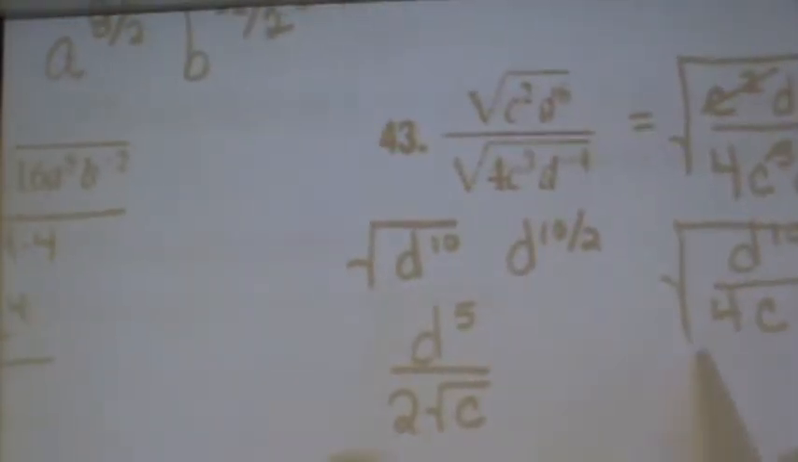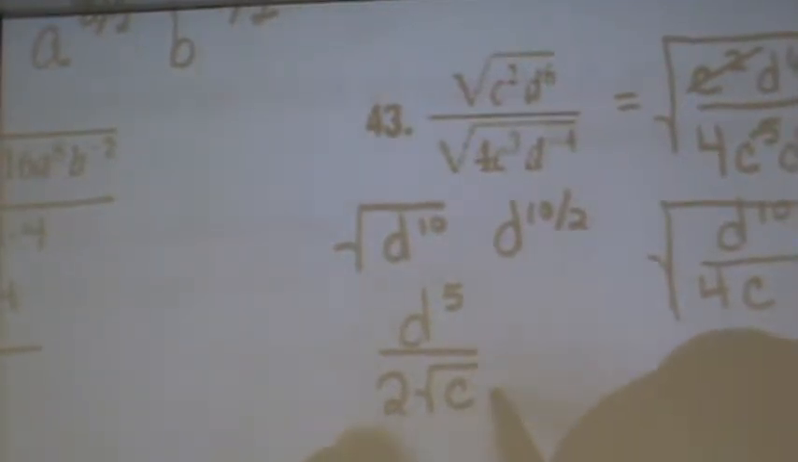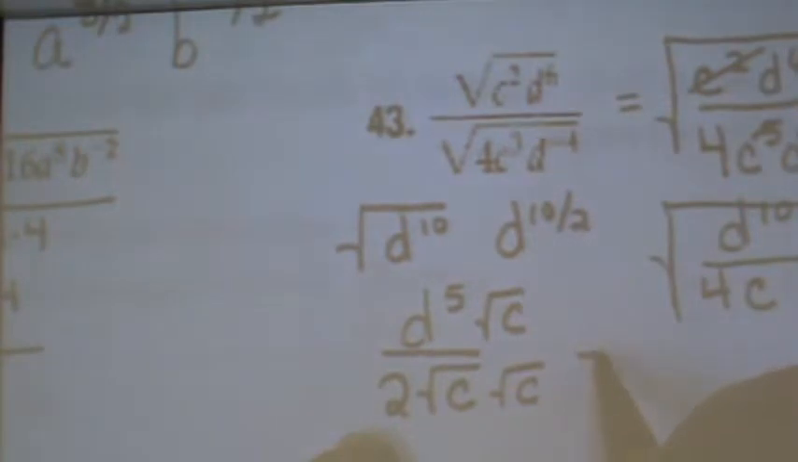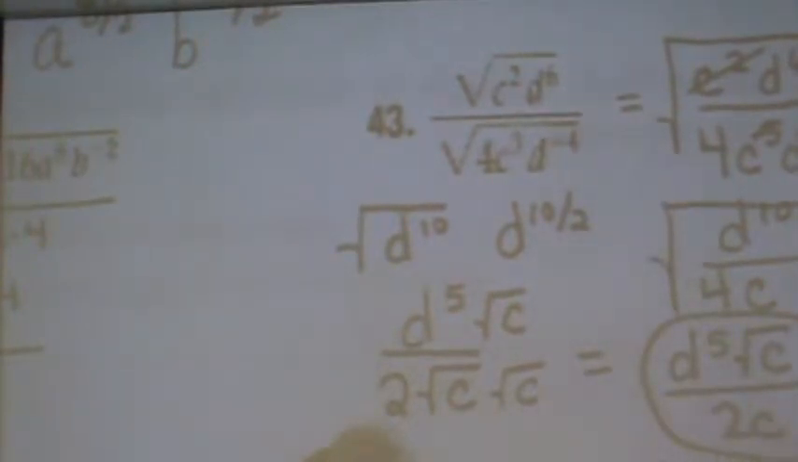Now, you're not going to want to leave a square root on the bottom, so you're going to multiply by square root of C. So your final answer would be D to the 5th square root of C over 2C. That's your final answer.